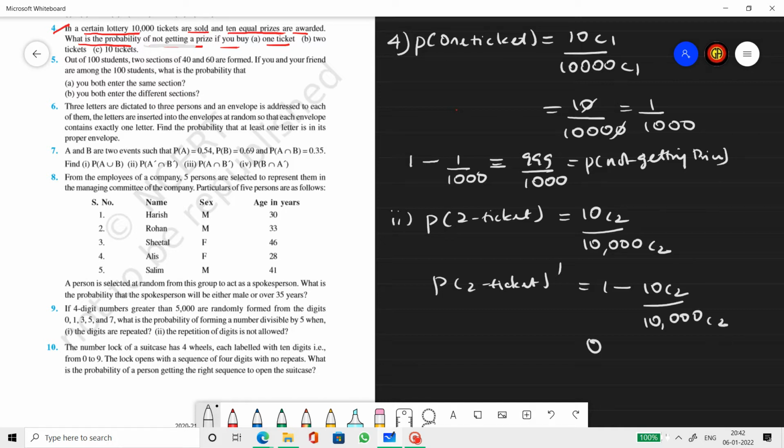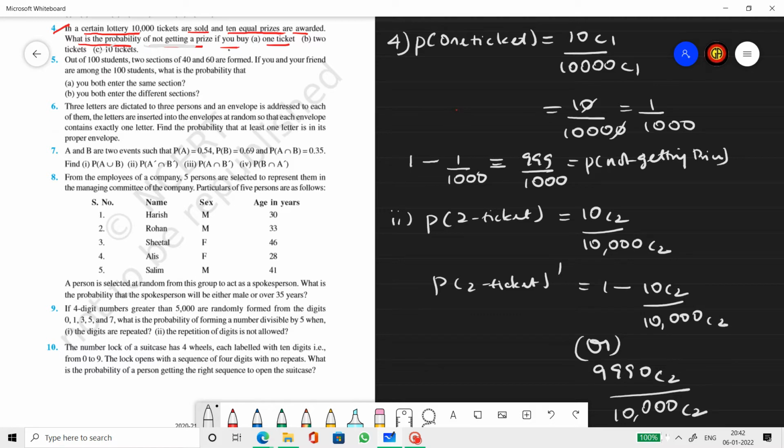So this way you can do it, or the total number of tickets is 10,000, in which 10 carry the prize. So 9,990 tickets do not have any prize. So it is 9,990C2 by 10,000C2. Even this way you can give an answer for this.